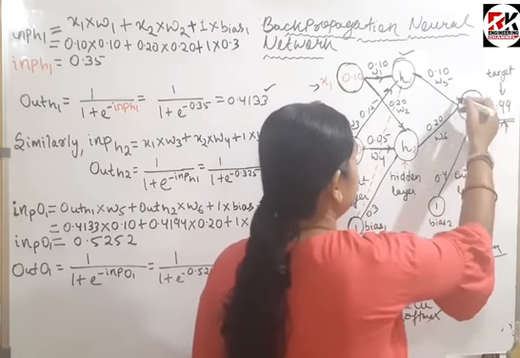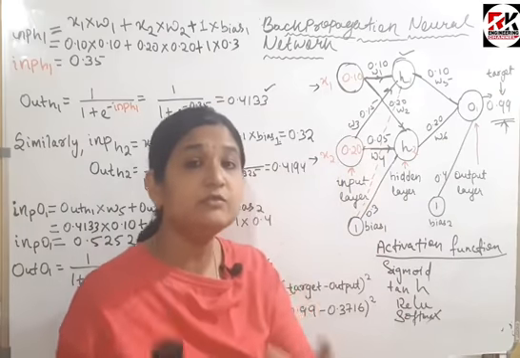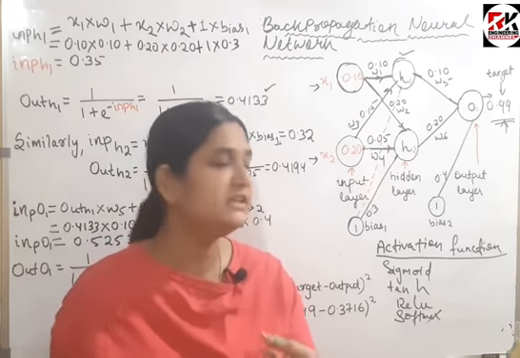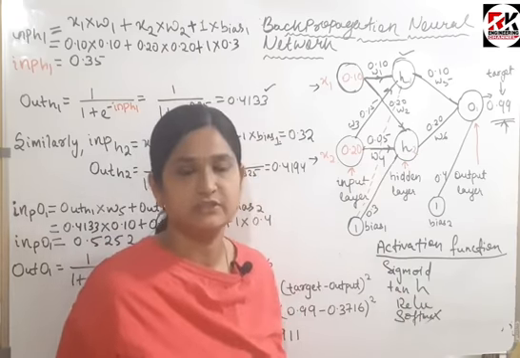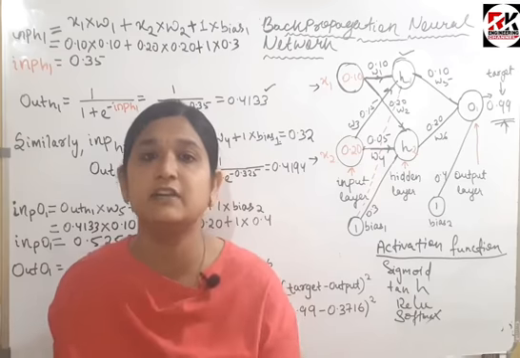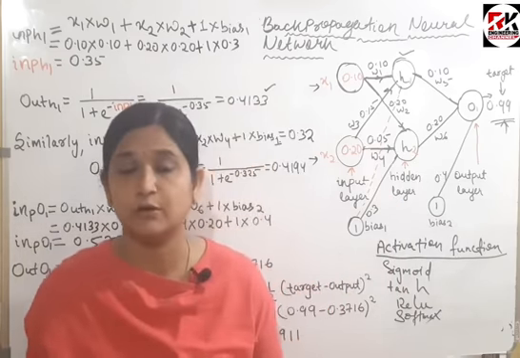Suppose this is your output layer. This is the input given. To generate the output, I will use an activation function. Whenever you generate an output, you need to use your activation function. As the name suggests, activation, something is activating. Why do I need to use an activation function while generating the output?